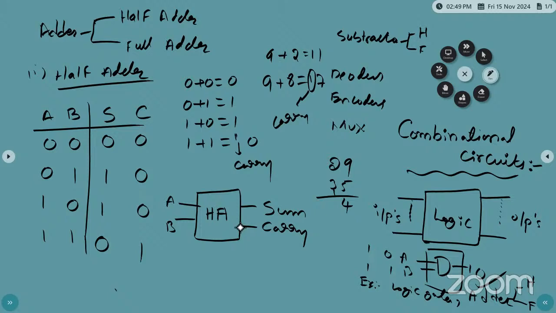Now for this half adder sum and carry, we are going to get the Boolean function. Using that Boolean function, we draw the logic circuit, and based on that logic circuit, we design the circuit and make the half adder IC. That IC will give the 2-bit addition result for any combination. Okay.